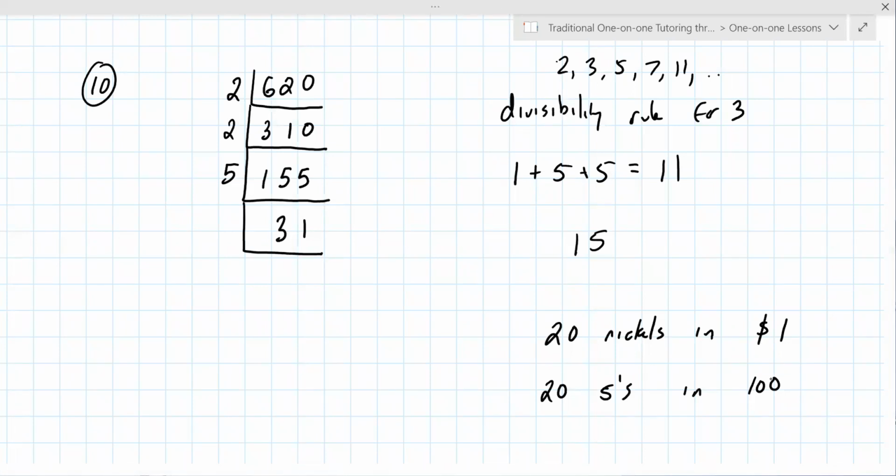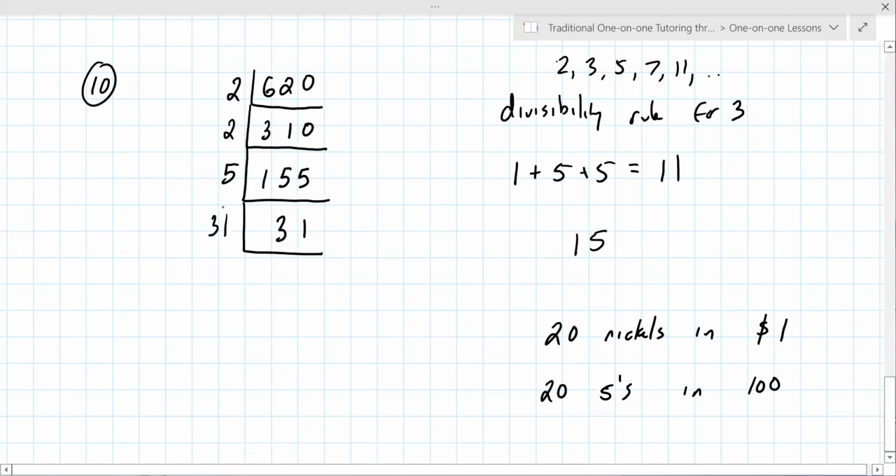How about 31? What number goes into 31? Probably, would that be prime? It is prime, yeah. Now, the way you would do it is you would start testing new prime numbers like 7, 11, but it's small enough that you probably will eventually say, oh yeah, I think it's prime.